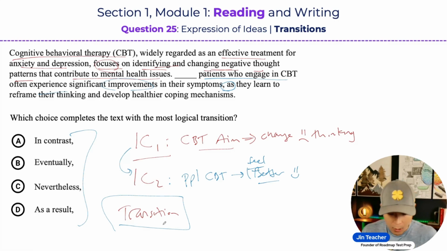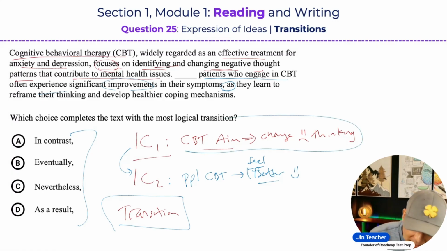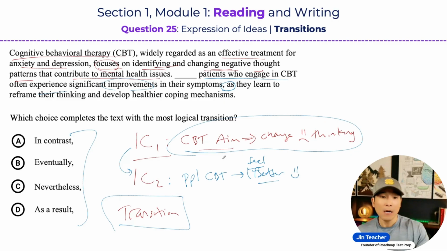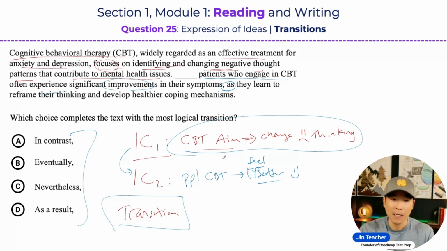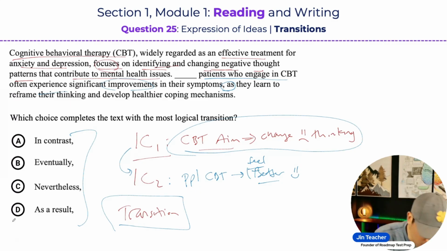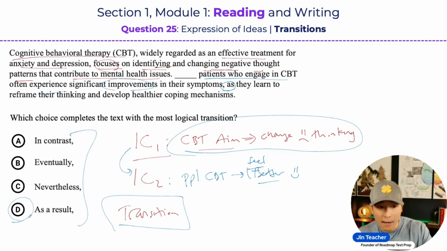So for this particular question, I know that the relationship is going to be cause and effect. Because cognitive behavioral therapy focuses on identifying and changing negative thinking, what's the natural or logical consequence? The natural or logical consequence is that people who use CBT feel better. That's the natural or logical result of that previous sentence. And that's exactly what answer choice D is saying.